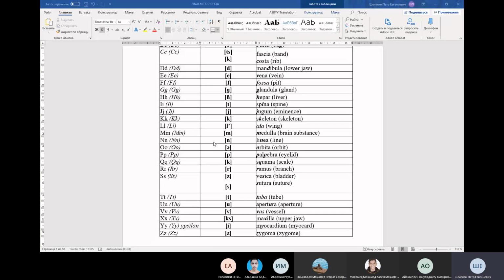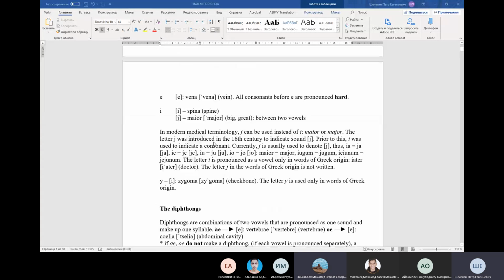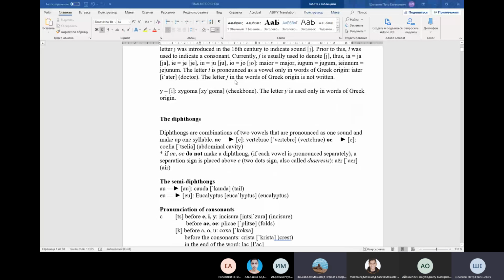So, along with the separate vowels, there are some diphthongs in Latin. The diphthong is a combination of two vowels that are always pronounced as one sound, and they make up one syllable, which in reverse means that if there is a diphthong, there's one syllable, and by the general rules of syllable making, one syllable is only one vowel. I think you are well acquainted with this rule. It's very general and well known. So there are two diphthongs in Latin. The first is the a-e diphthong, which is pronounced like e. And the second is the o-e diphthong, which is also pronounced like e.